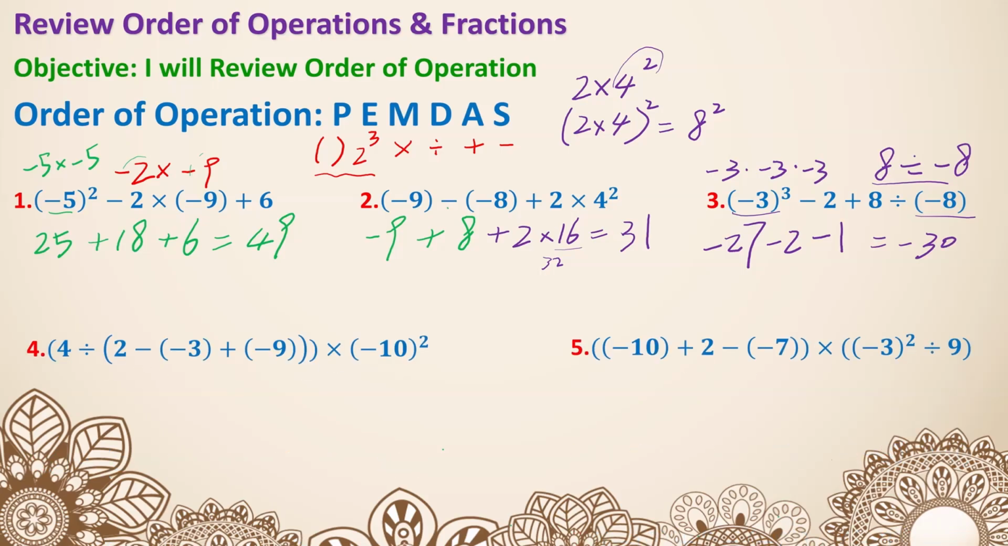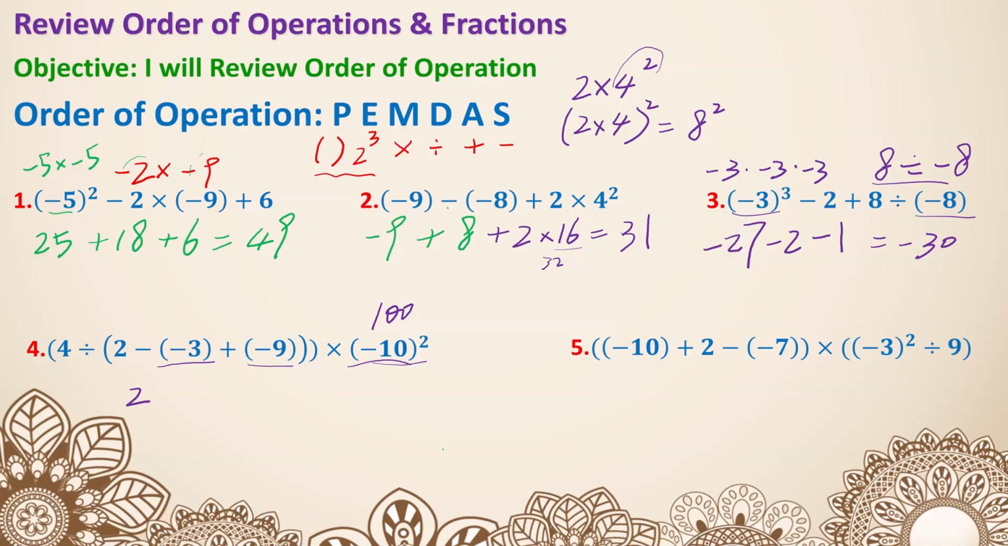Next, number 4. We have the first set of parentheses, then it's being multiplied with the second set of parentheses, which also has an exponent. So we can deal with them at the same time. The one on the back, -10 being squared, is just 100. The one in the front has several different layers of parentheses. There are 3 layers. We typically deal with the inner layer first. So we have to deal with that -3 and the -9.